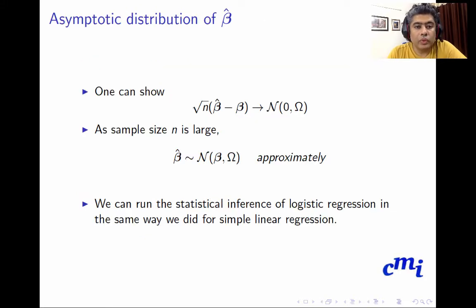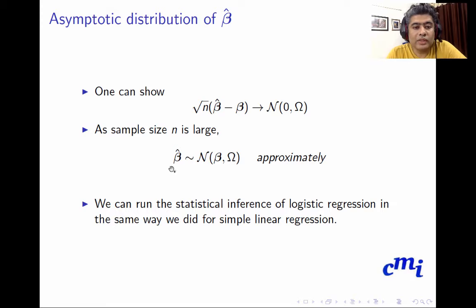Now one can show that square root of n times (beta hat minus beta) converges to normal 0, omega. What does it mean? This is a very cryptic method of saying that if we have a large enough sample size, then we can say that beta hat, the maximum likelihood estimate, approximately follows a normal distribution with mean beta and covariance matrix omega.